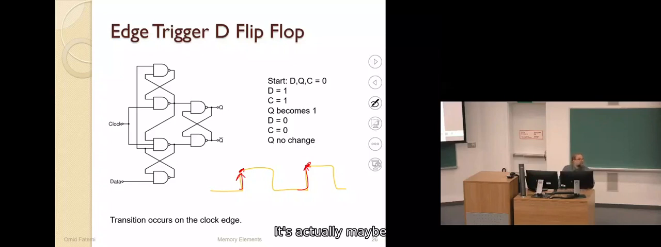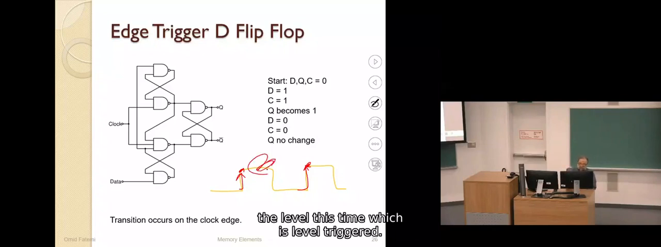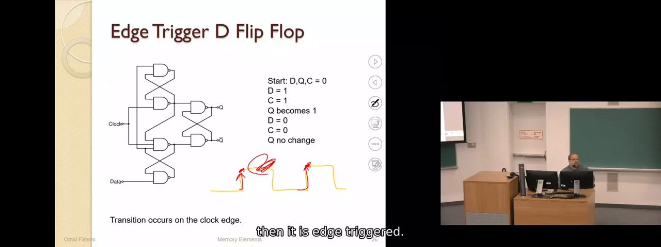It's very good. It's actually maybe the most complete flip-flop that we wanted to build. It is a D edge-triggered flip-flop. We call it a D register or D flip-flop. If we say D flip-flop, we mean edge triggered. If we say D latch, then we mean level triggered. So the flip-flop works either with the level, which is level triggered, or, if it works only at the transition, then it is edge triggered.